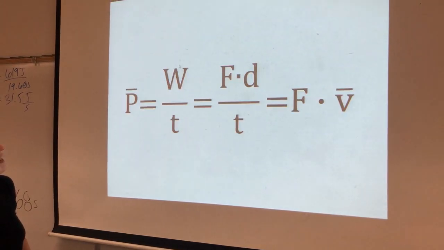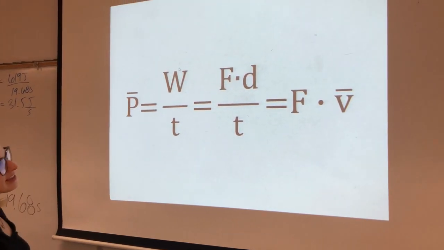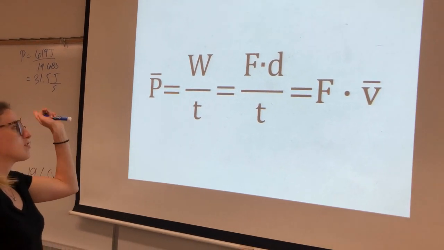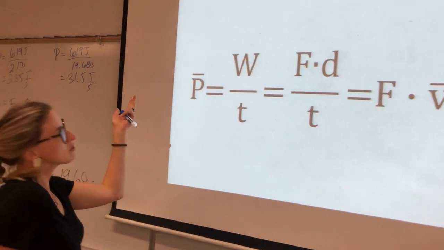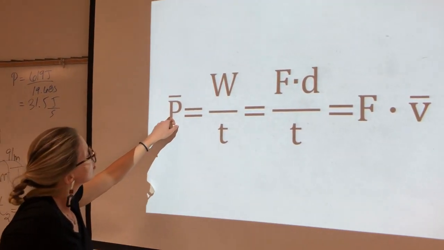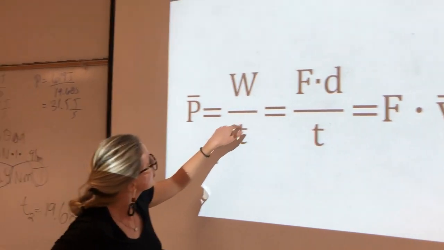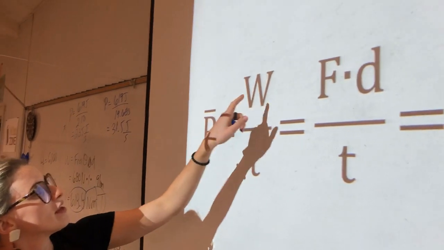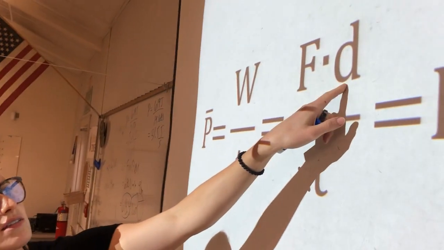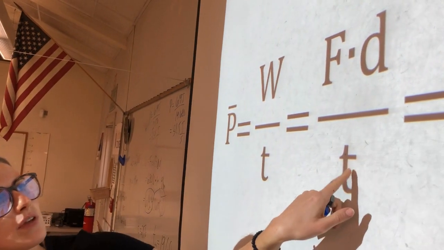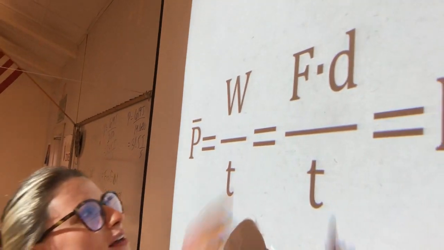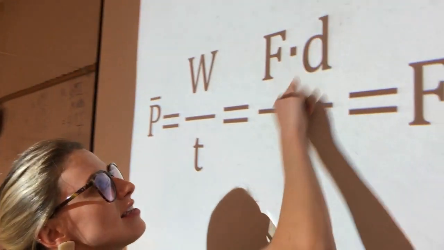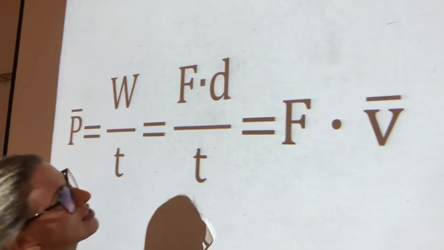Same thing as saying, what we just saw is those are the units, these are the symbols. Power is work over time, and work is force times distance, over time. Distance over time looks familiar to me. D over T, velocity equals D over T. Oh, yeah. That's where we get this from.